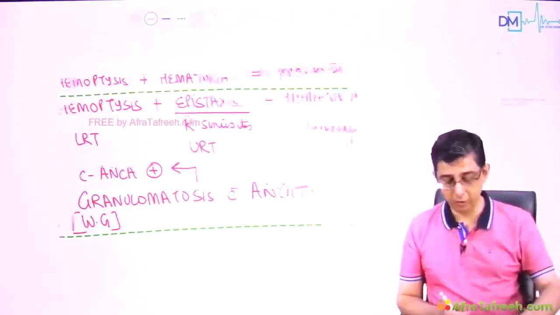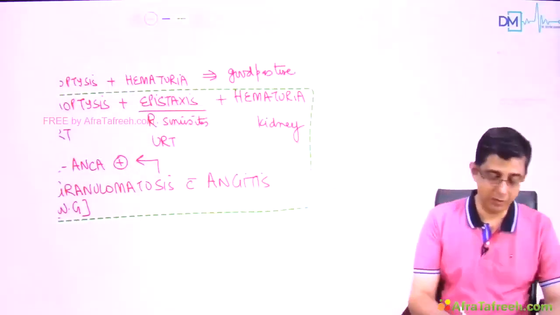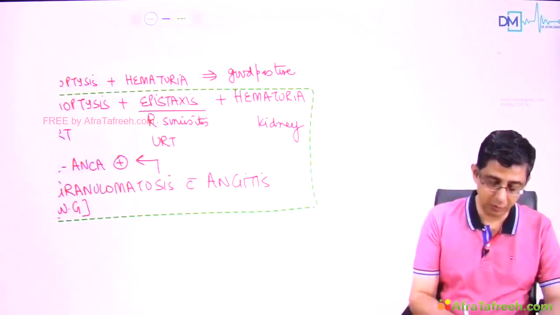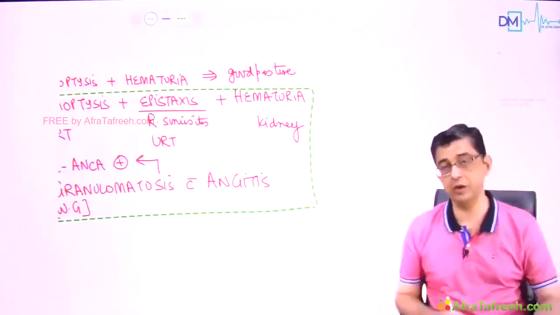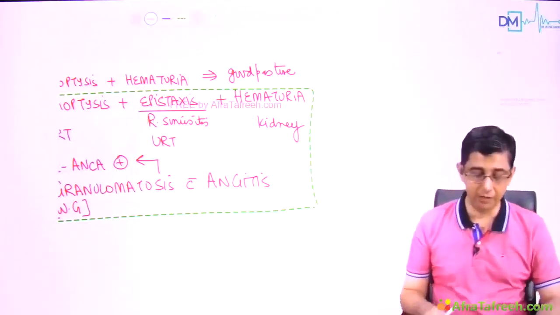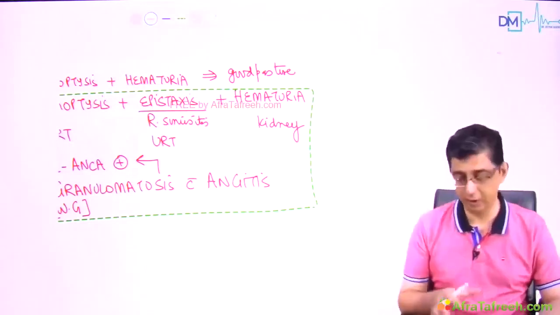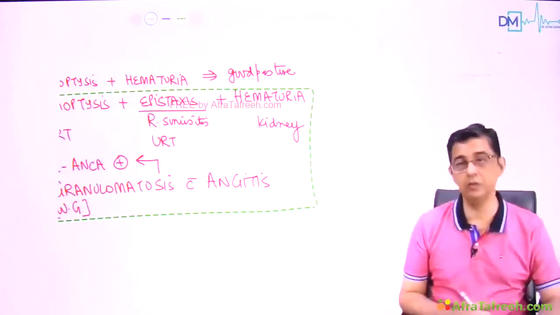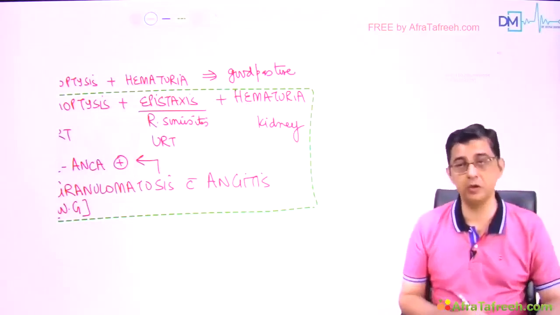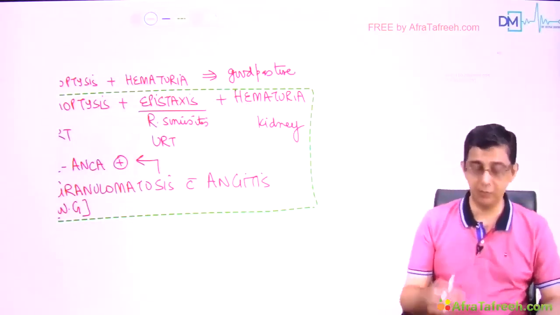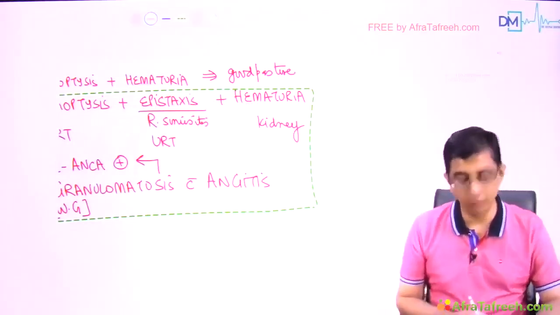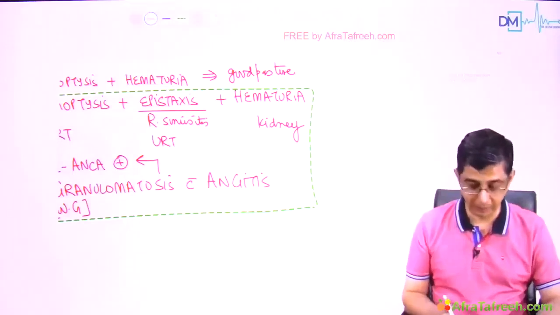But even if not given, you should be able to pick up the fact. 2 aspects I've said: hemoptysis with hematuria, hemoptysis, epistaxis, hematuria is granulomatosis with polyangiitis. That condition has strawberry gums also, which is again very classical for no other disease. I'll show you the picture of strawberry gums in a while, but even if strawberry gums is not given, you should be able to pick up granulomatosis with polyangiitis in a patient.